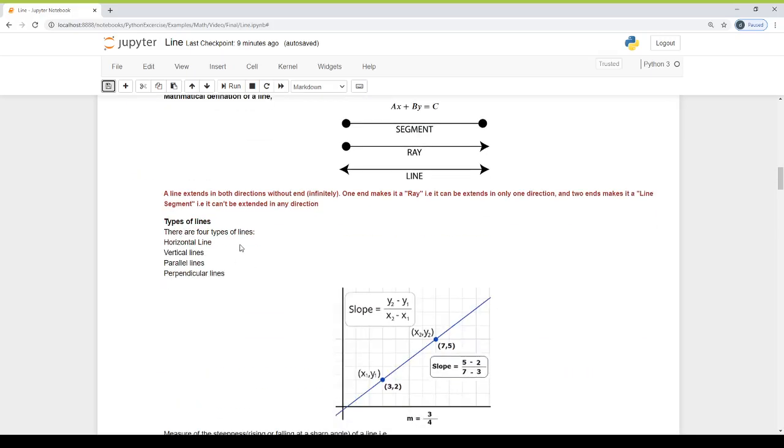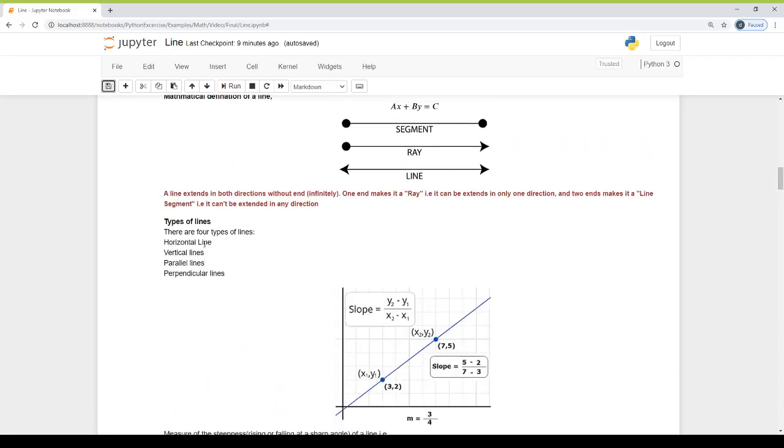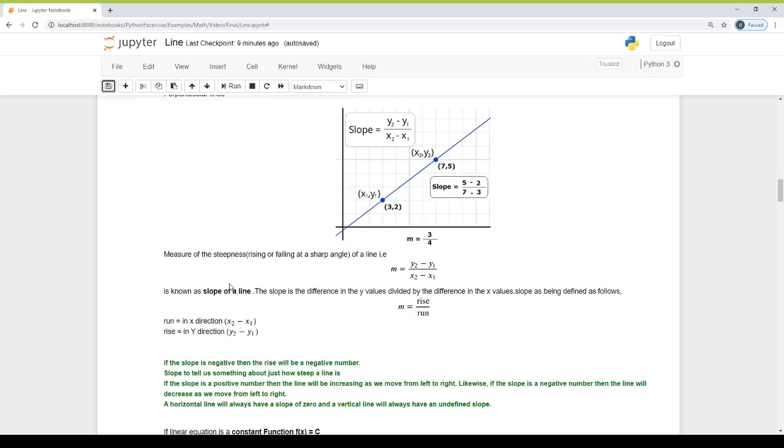There are basically four types of lines: horizontal lines, vertical lines, parallel lines, and perpendicular lines. We will see their examples later in this section. The measurement of the steepness of a line is also known as the slope of the line. As we go from left to right in the x direction, it is known as run. And if we go in an upward or downward direction, it is known as rise. That is, y2 is the second point in the y direction and y1 is the first point. Then our rise will be y2 minus y1 and our run will be x2 minus x1.